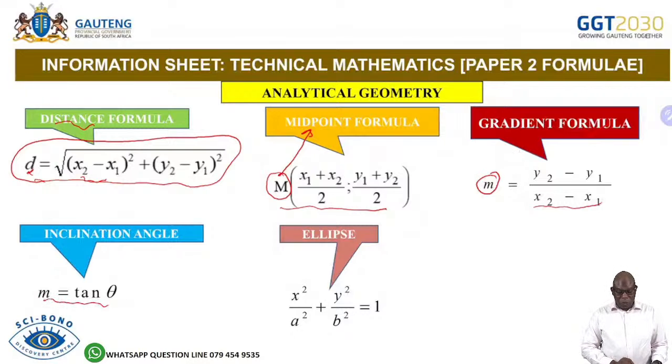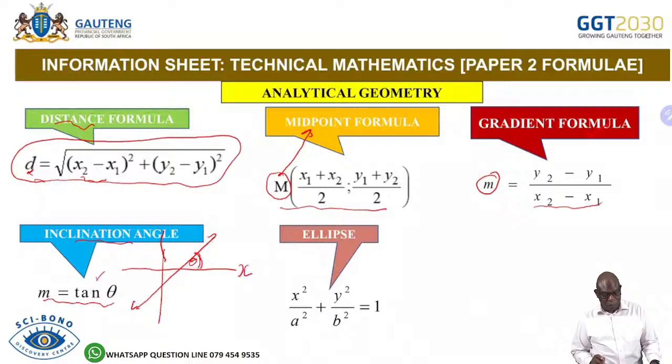The m equals tan theta is for your angle, which is the angle formed between the x-axis and the straight line. So this one you're only going to use when you have the angle that is formed between the x-axis and the straight line. This is the formula that we're going to be using. If I've got a theta there, that's the formula that I'm going to use.